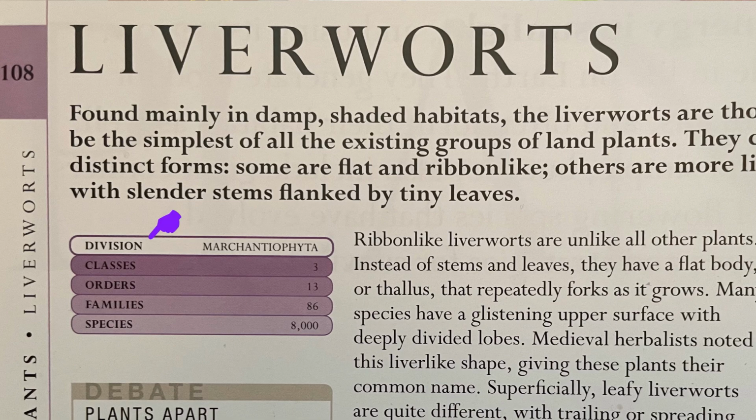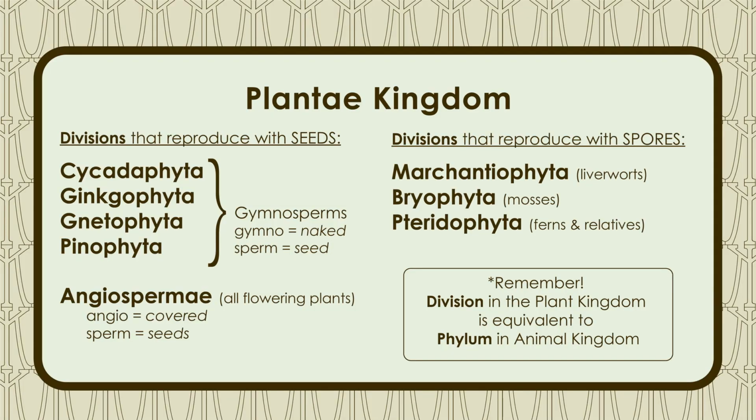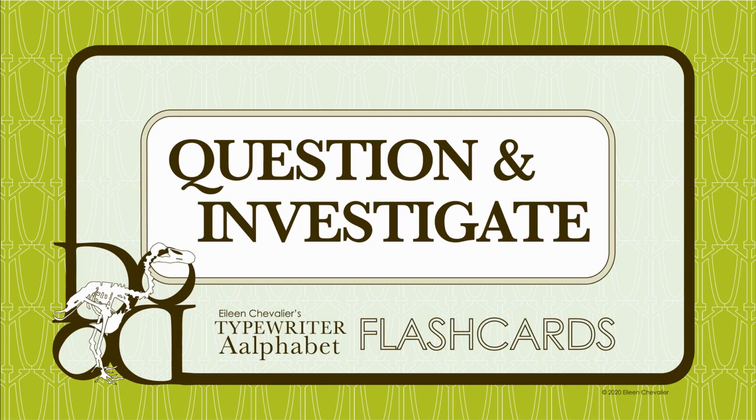But this says division at the very top. You might be wondering, that's not in the classification system. I didn't learn division. It's the same thing as phylum. So just think kingdom, phylum. With botany, it's kingdom and division. So the kingdom is Plantae, and then the division is, this one happens to be Angiospermi. So remember, did you see that phyta at the end? It's the same as the phylum. So now that we've cleared that up, we can go on to our question and investigate section.